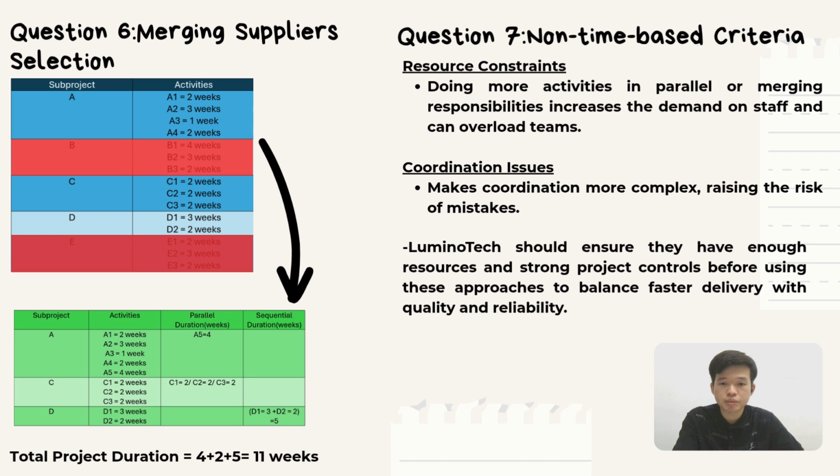Doing more activities in parallel or merging responsibilities increases the demand on staff and can overload the team. It also makes coordination more complex, raising the risk of mistakes. For future projects, Luminotech should ensure that they have enough resources and strong project controls before using this approach, to balance faster delivery with quality and reliability.